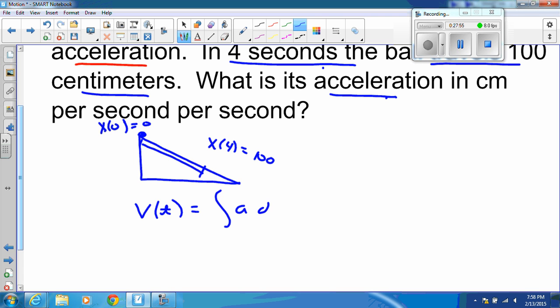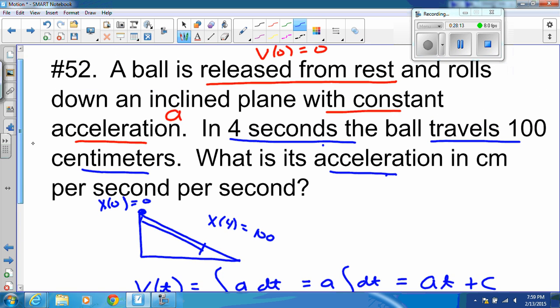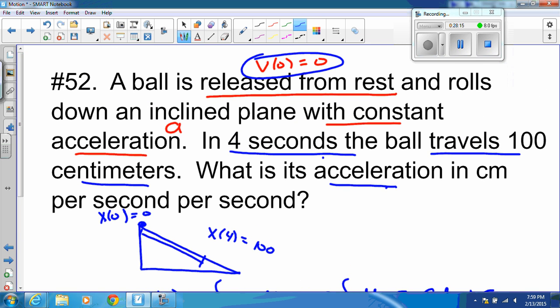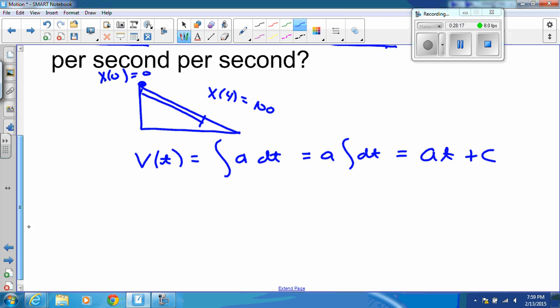So how are we going to proceed? We're going to do it in a manner very similar to the last problem, but this time we don't know what a is. And that's actually not a problem at all. We're simply going to say that the velocity as a function of t is the antiderivative of the acceleration, which is a constant. And because it is a constant, we can pull it out of the integral. And when we integrate dt, we get t, plus, of course, the obligatory constant c.